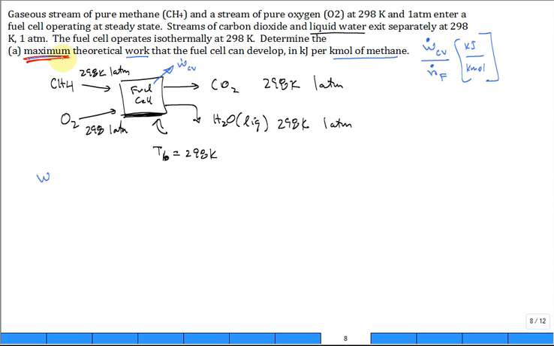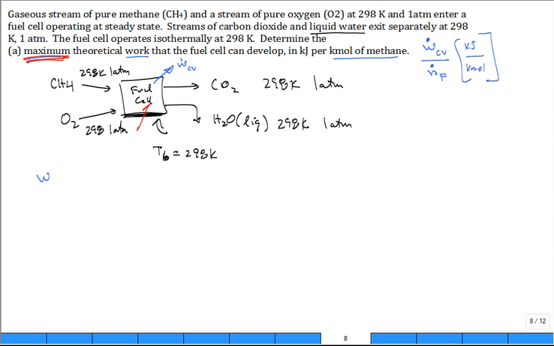When you see maximum theoretical work, that's what goes off in your mind. What's going off in your mind is you're going to have to consider the second law of thermodynamics as well. And you're not going to have any irreversibilities. No irreversibilities. So sigma dot's 0. Sigma dot's 0. So does that mean I'm going to do this?